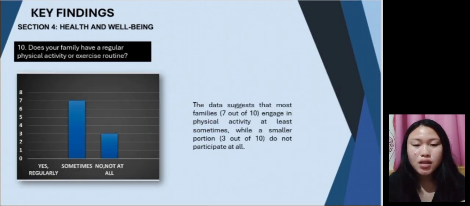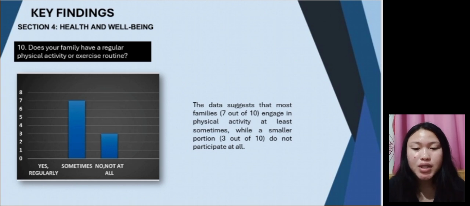So next, in section 4, number 10, does your family have a regular physical activity or exercise routine? Based on the result of our survey, the data suggests that most families, 7 out of 10, engage in physical activity at least sometimes, while a smaller portion, 3 out of 10, do not participate at all.